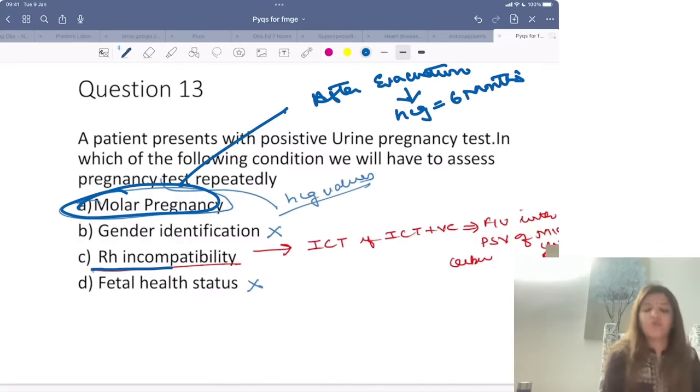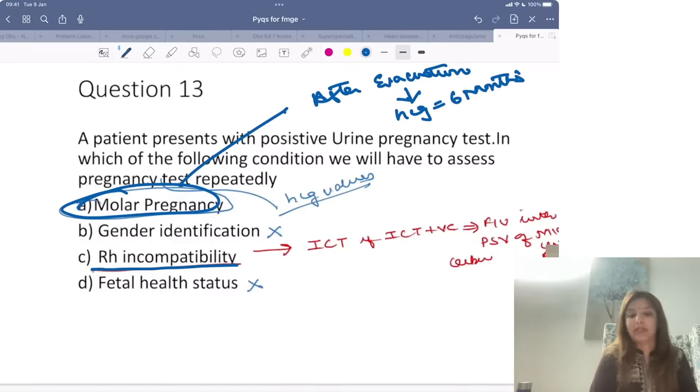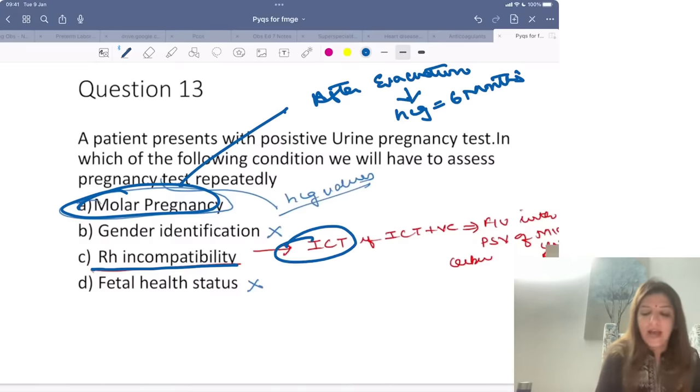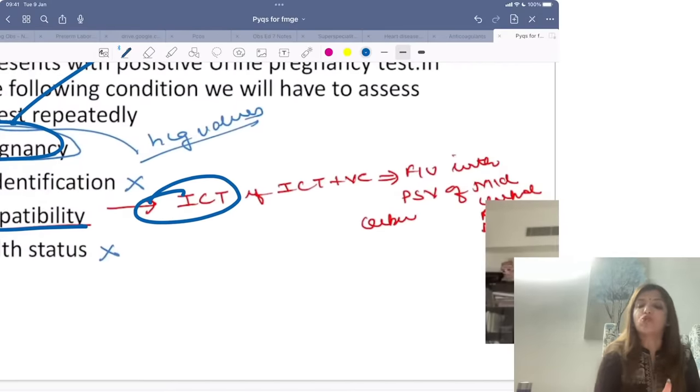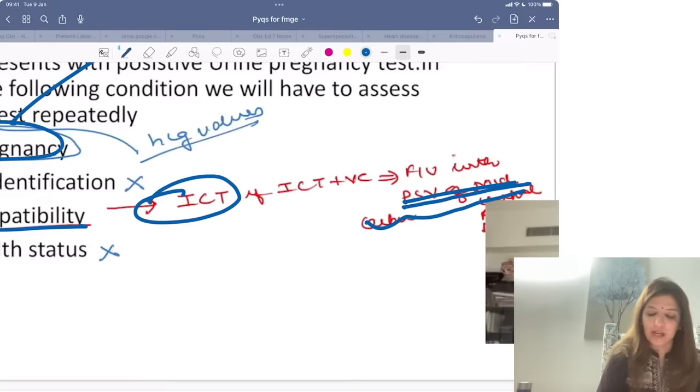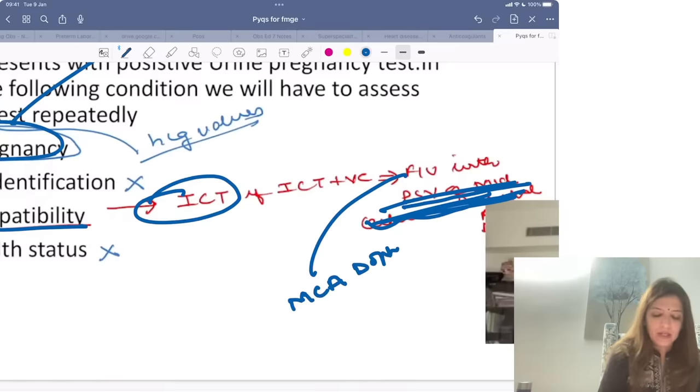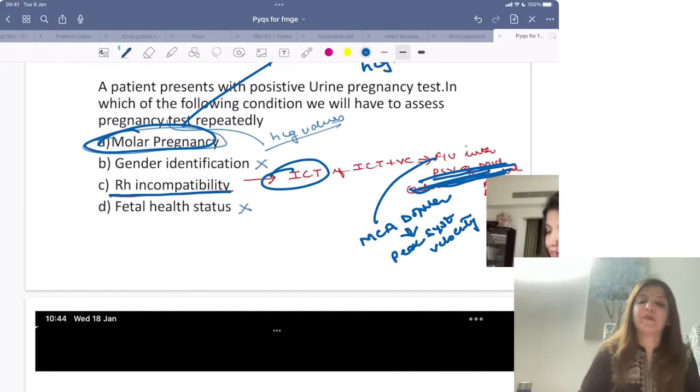How do you follow up a patient with RH incompatibility? In RH incompatibility, we do the indirect Coombs test. And if the indirect Coombs test comes out to be positive, then you follow it up with peak systolic velocity of the middle cerebral artery. I'm just writing it here. You follow it up with middle cerebral artery Doppler, and in it you look at peak systolic velocity. Right? So, in RH incompatibility, you don't do HCG levels, you do indirect Coombs test. And if it comes out positive, you go for middle cerebral artery Doppler.